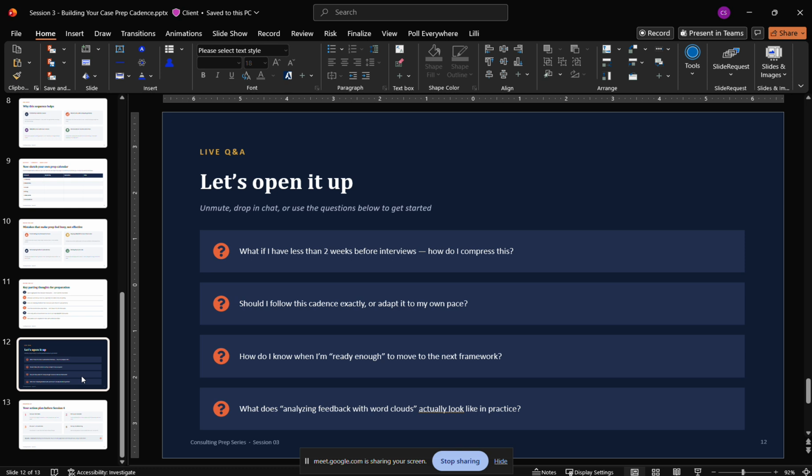Actually, I did not include guesstimate in my cadence here, right? You might have noticed I only looked at the six frameworks and I included guesstimates in them. So guesstimates, PI prep, or those industry primers, they all happen outside this cadence. So you can start with.